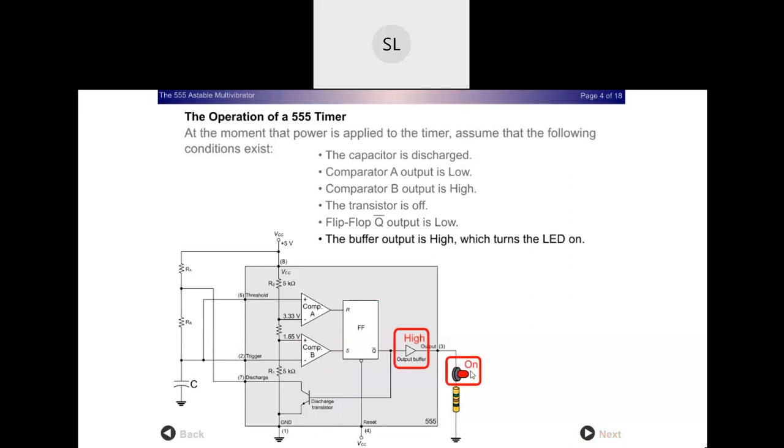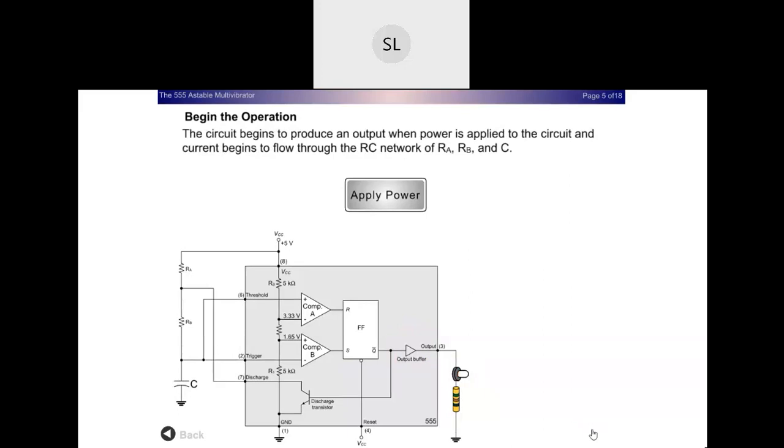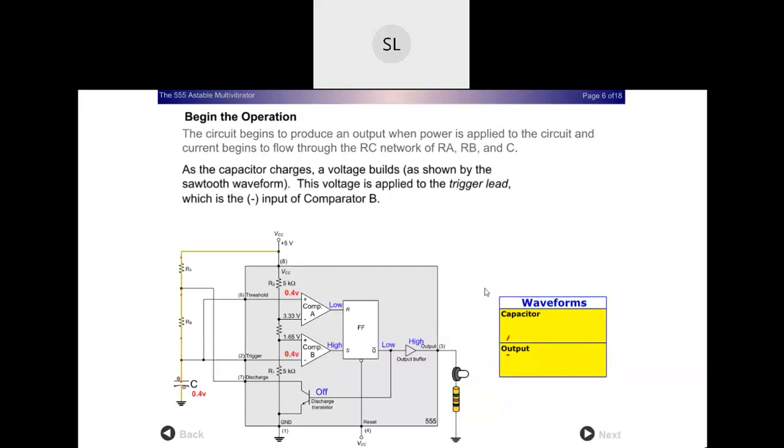So it will turn on the LED. So initially when the capacitor is in the discharged state, the output is in the high state. Now we will apply power across the circuit. So as you can see here, the capacitor will start charging through RA and RB towards VCC.